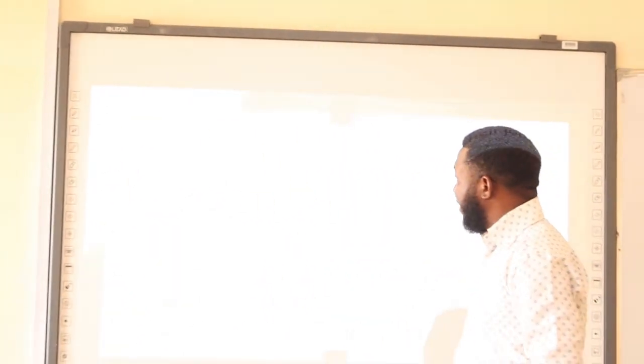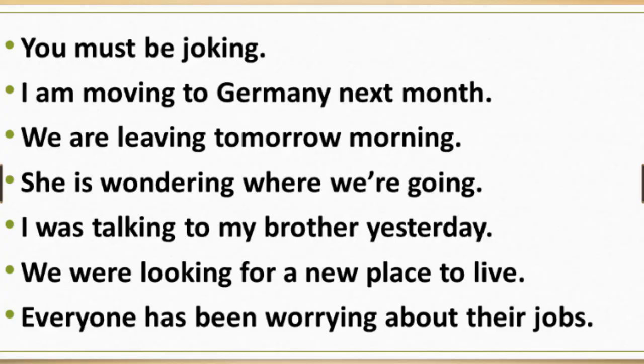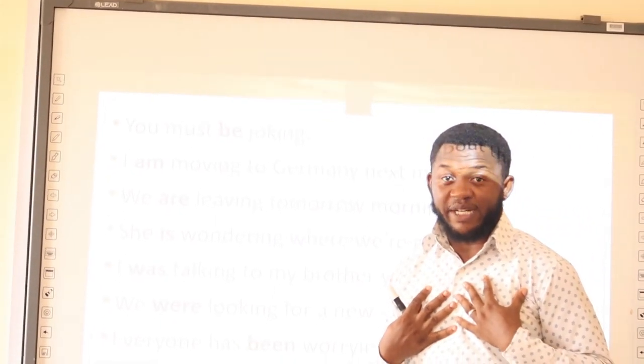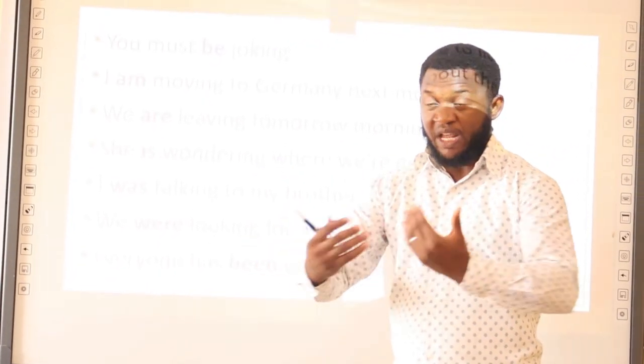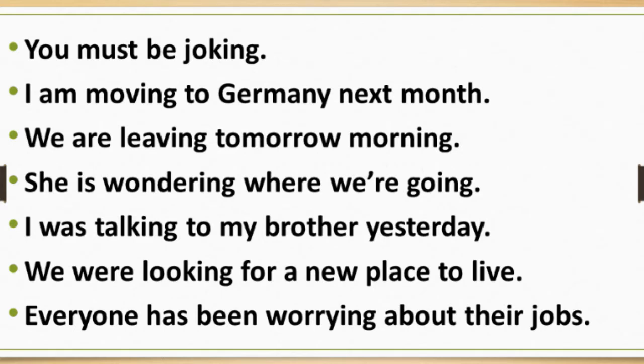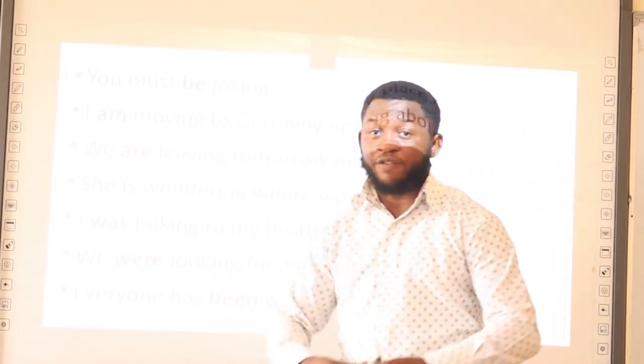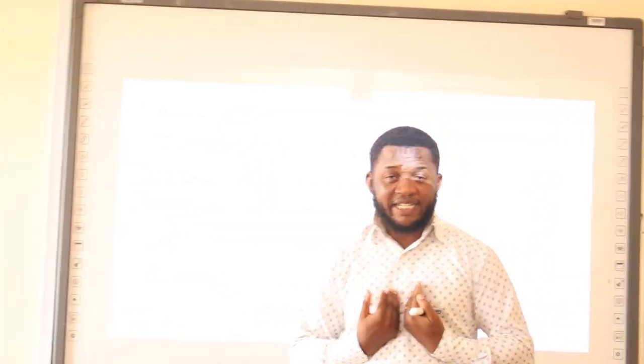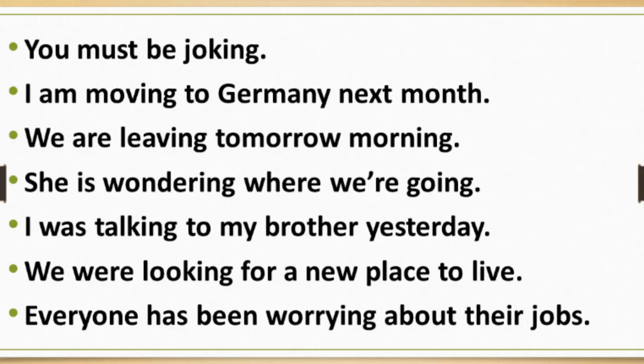Further examples of verb be, we have, you must be joking. This is a way of conjugating verb be. I am moving to Germany next month. I am talking about myself, not the second person. We are leaving tomorrow. This is the plural form, instead of saying I am, we have two people, we use we are. We have, she is wondering where we are going. She, the third person, the person we refer to, conjugated in the present tense and singular, we use is.